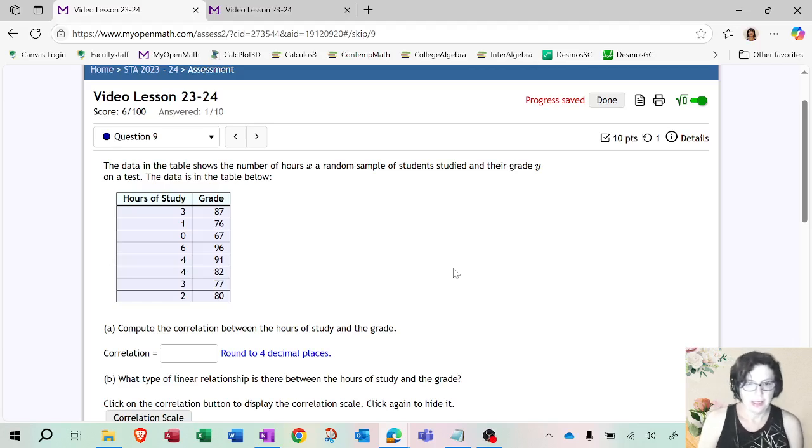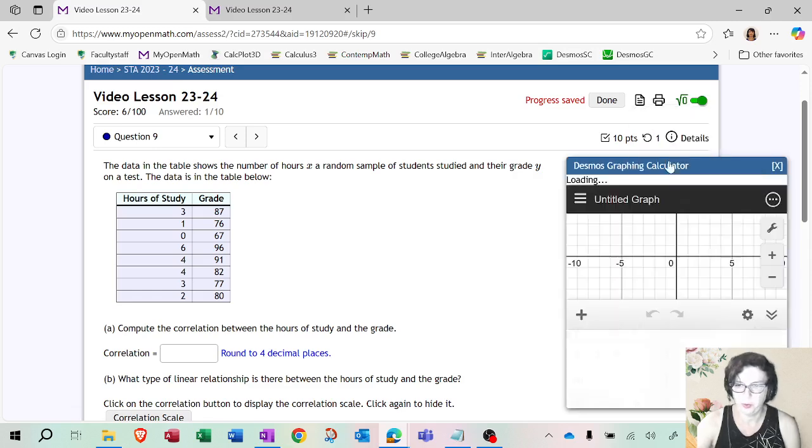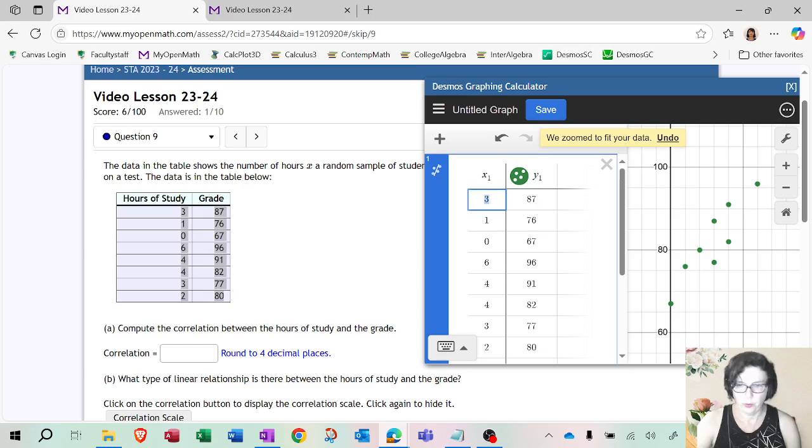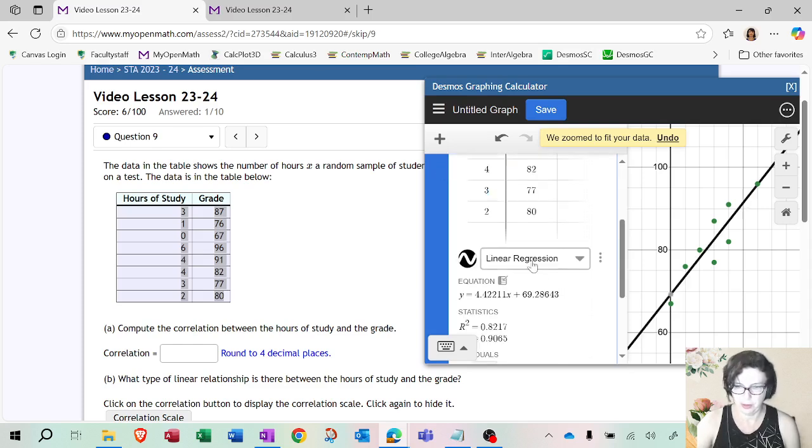Okay, guys, in this example, we're going to look at a data set, hours of study, and the grade. And let's go ahead and answer some of these questions. So the first thing I'll do is just open this in Desmos. And let's copy paste the data into Desmos first. Then we are going to fit the regression line by clicking on the little button there.